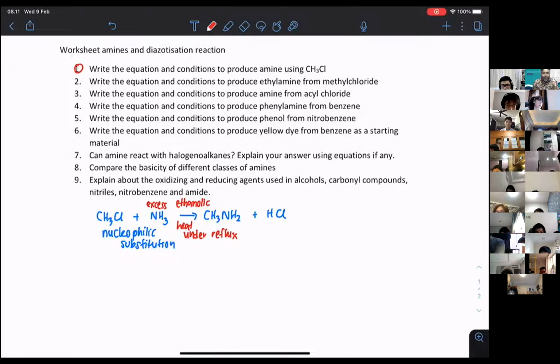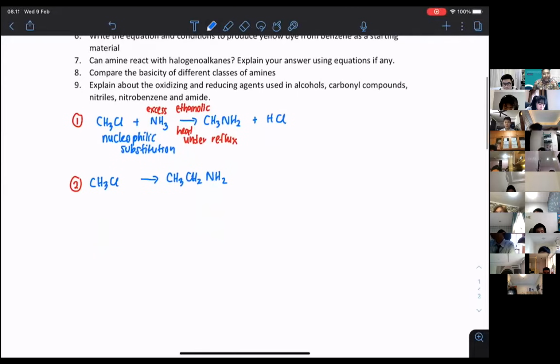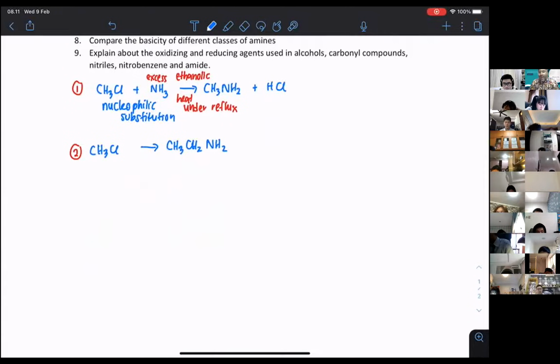Number two, write the equation and conditions to produce ethyl amine from methyl chloride. Methyl is CH3 only, so CH3Cl, and you want to form ethyl amine, CH3CH2NH2. The first thing you notice is that there is an increase in carbon. Whenever there is an increase in carbon, there is only one reaction that you need to remember.